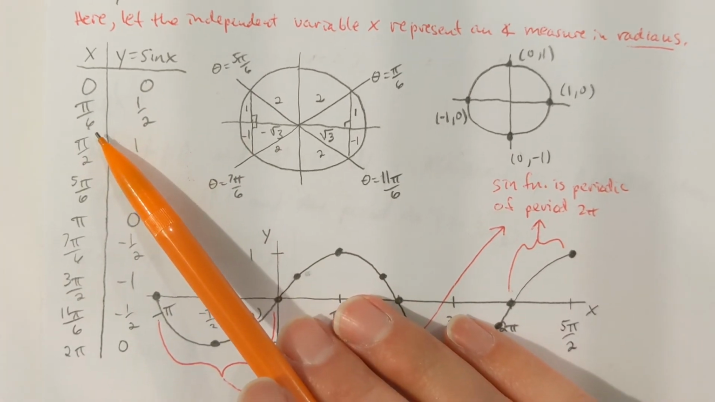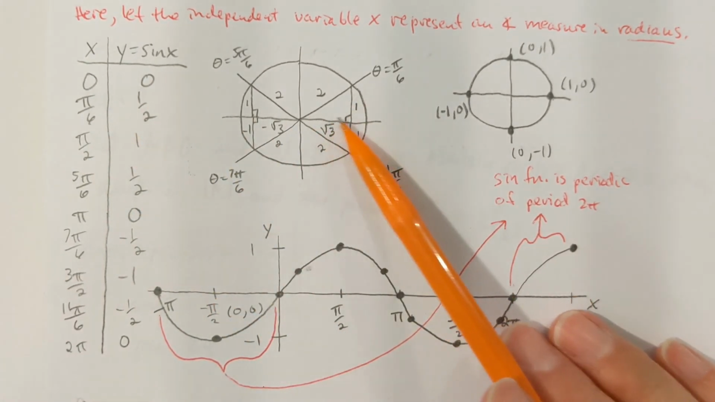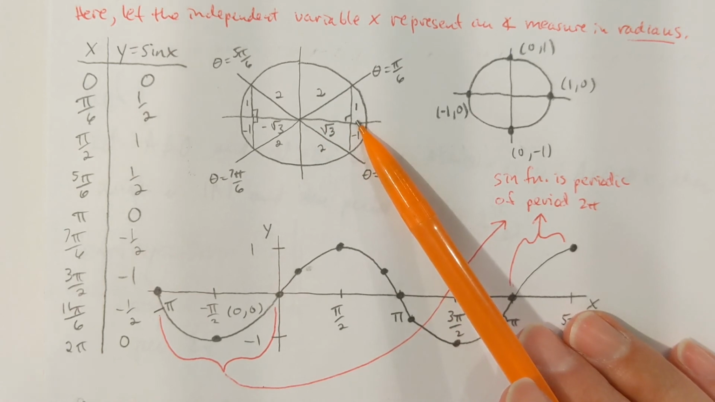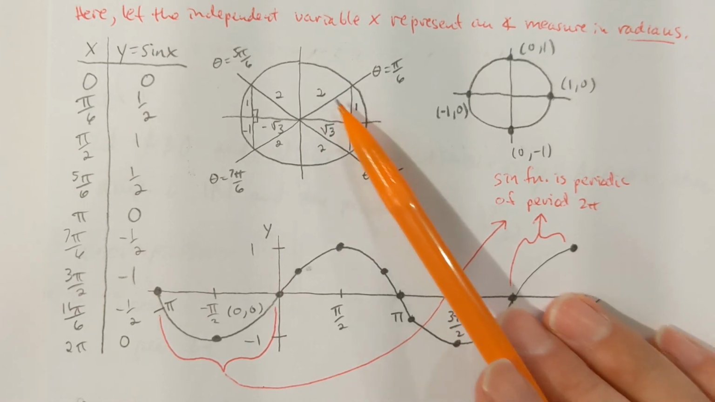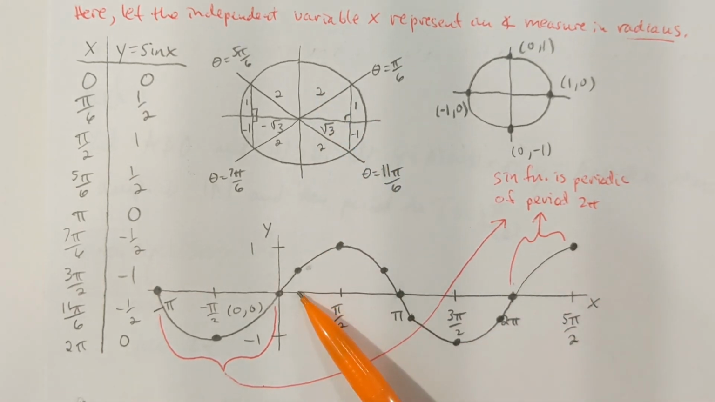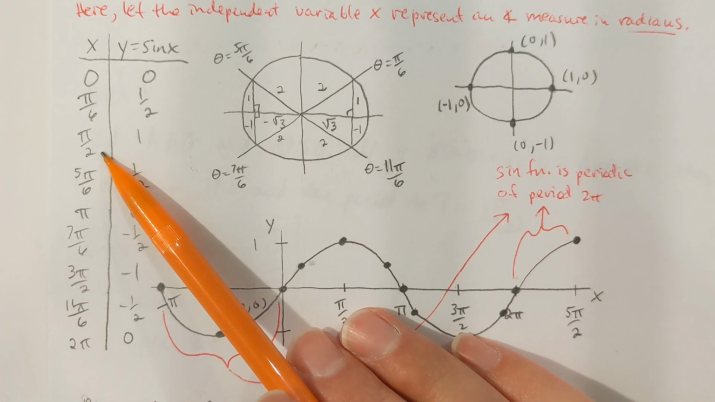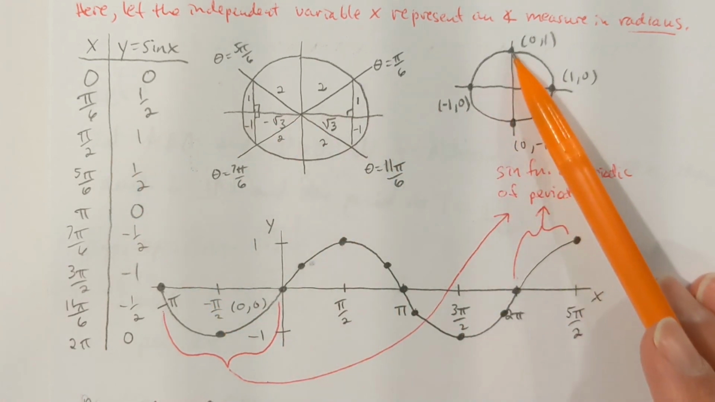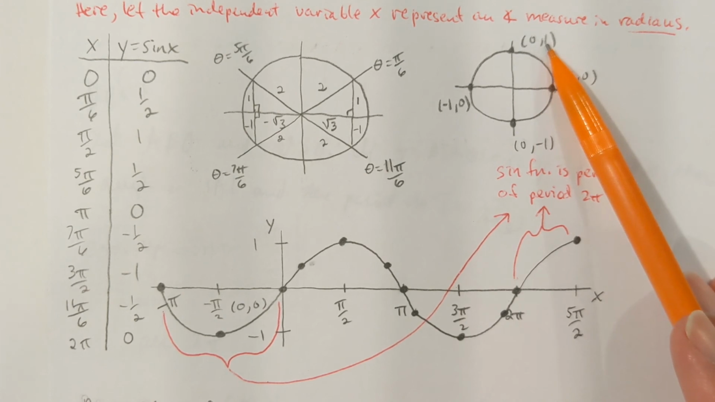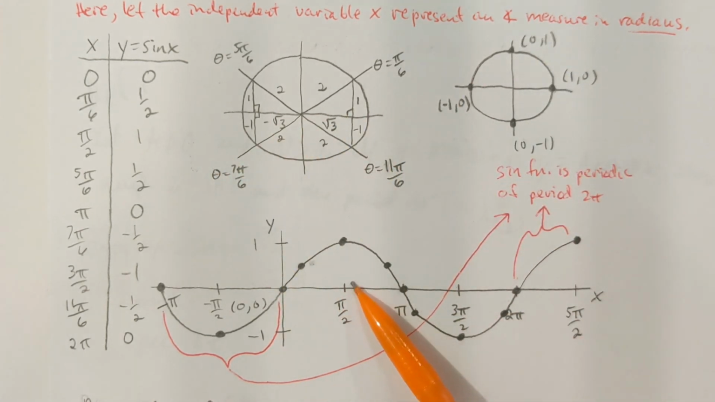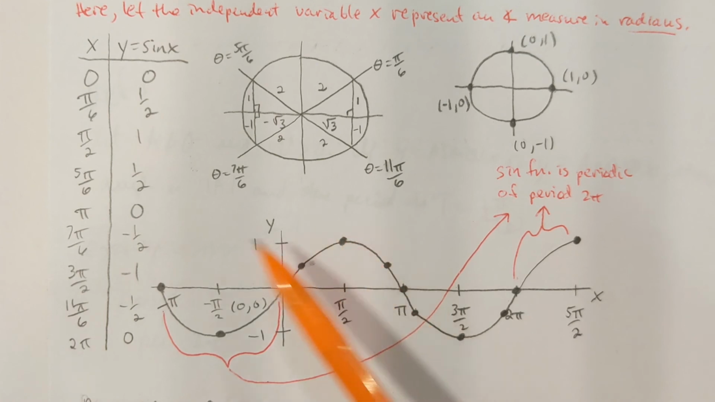If I let x be pi over 6, here's my 30, 60, 90 right triangle. And the opposite side is 1, the hypotenuse is 2, so sine pi over 6 would be 1/2. Now pi over 6 would be 1/3 of the way from 0 to pi over 2, and so I've got that point and that next point plotted there. If I let x be pi over 2, that's one of the major angles, and so y is 1, r is 1, 1 over 1 is 1. Here's pi over 2, 1 on the graph.